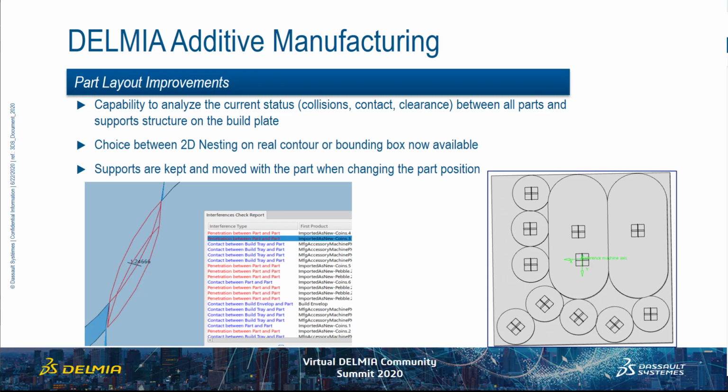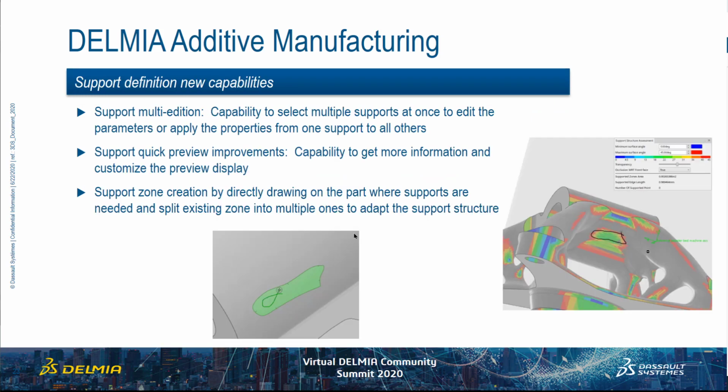So if you decide to remove some parts or relocate some parts in the build tray, the supports don't have to be regenerated. They move along with the part. So there are some time savings as you define the process. Some support definition capabilities here.